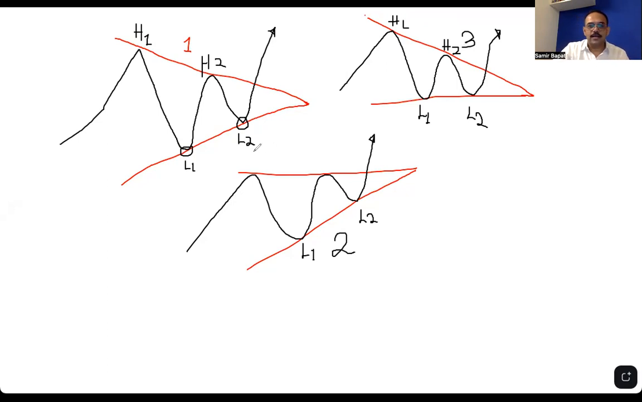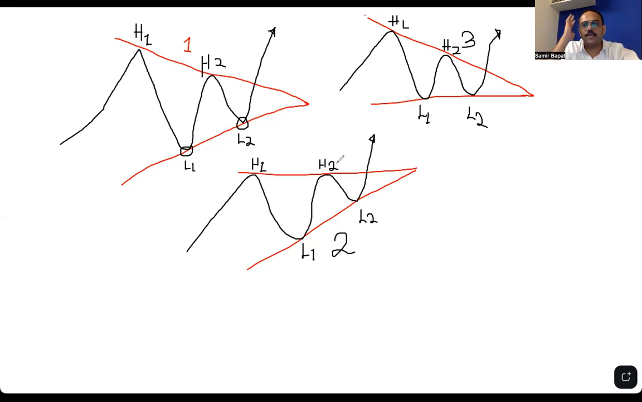Lower. Here H1 and H2, what is here? H2 is at the same level. So when it comes to lows, it should be opposite. When it comes to lows, higher lows should form. When it comes to highs, lower highs or highs at the same level should form when there is a triangle formation. This is a finer point.